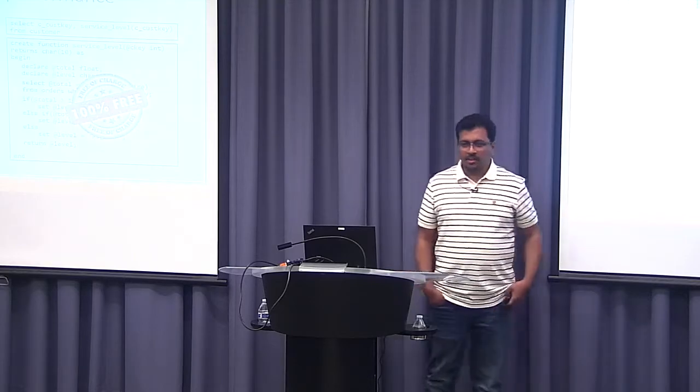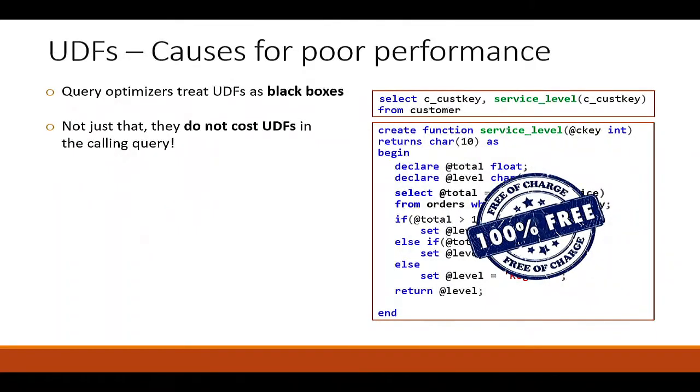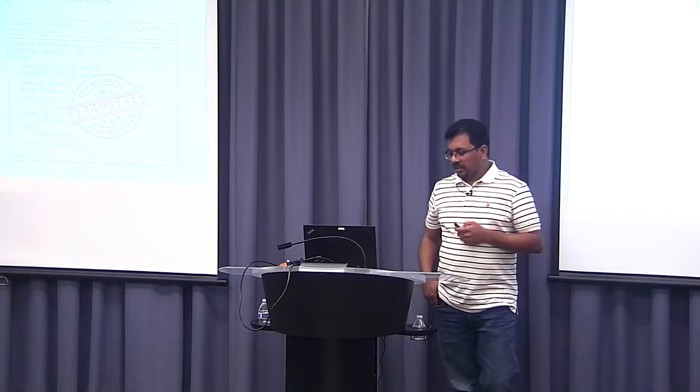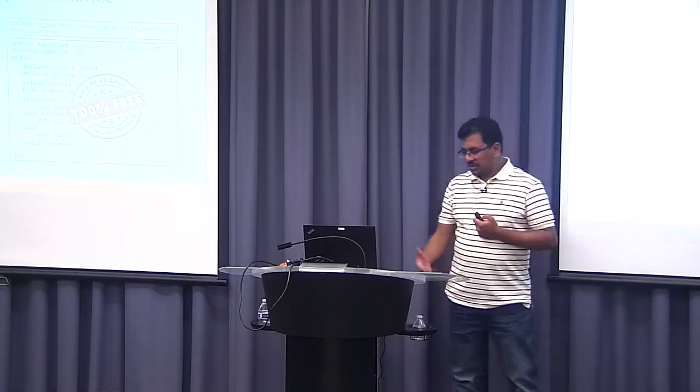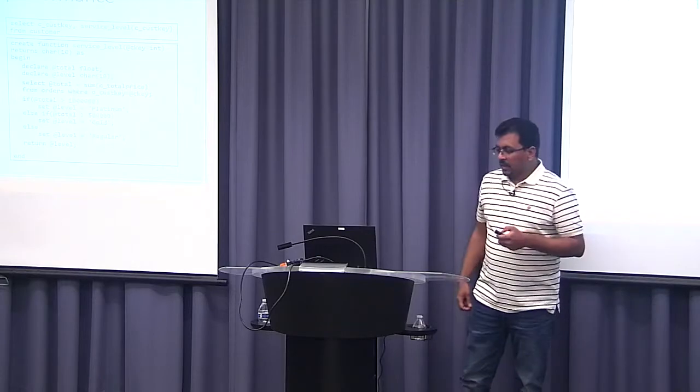Not only that, they do not know how to cost the UDF, because query optimizers are all built upon this cost-based optimization. UDF stands for user-defined function. Yes, user-defined function. So today's optimizers use a cost model to determine how expensive each operation is, and then decide the best plan for a query. It turns out they don't cost user-defined functions, so they think it's sort of an inexpensive operation, which is definitely not true in this case.